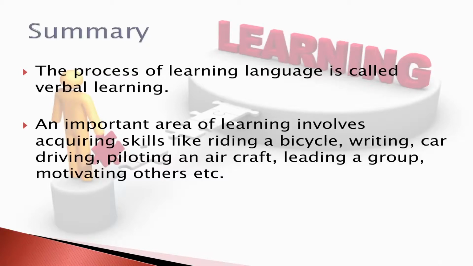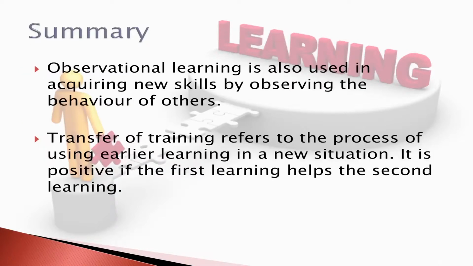An important area of learning involves acquiring of skills like riding a bicycle, writing, car driving, piloting an aircraft, leading a group, motivating others, etc. Observational learning is also used in acquiring new skills by observing the behavior of others. Transfer of training refers to the process of using earlier learning in a new situation. It is positive if the first learning helps the second learning.